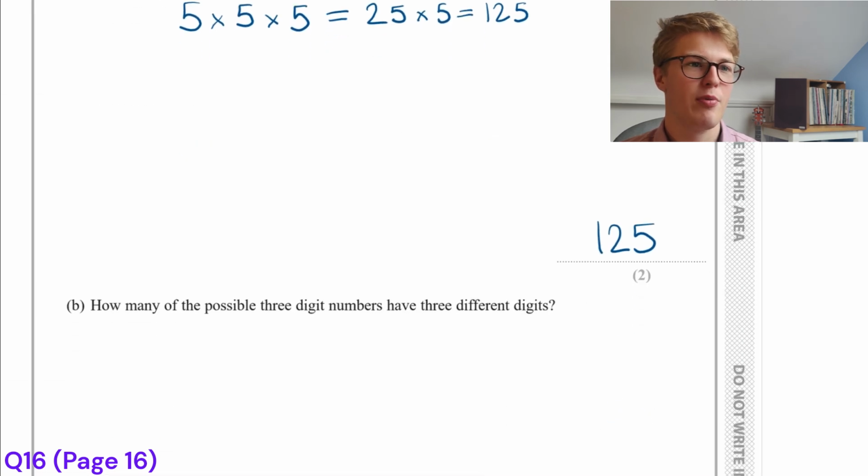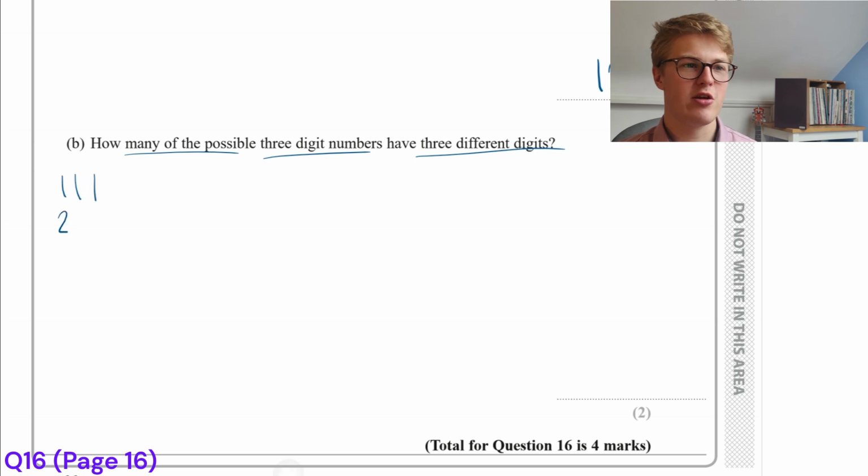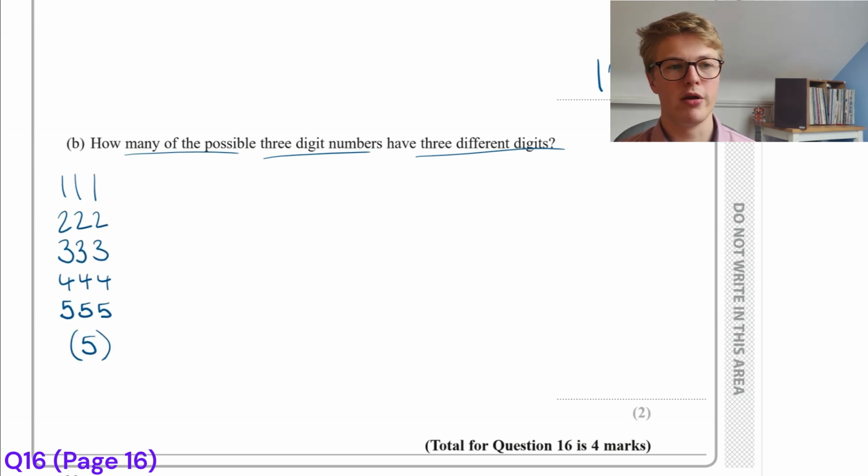How many of the possible 3-digit numbers have 3 different digits? So we could have 3 digits where they're all the same. There's 5 different ways we could do this. We have 111, 222, 333, 444, and 555.